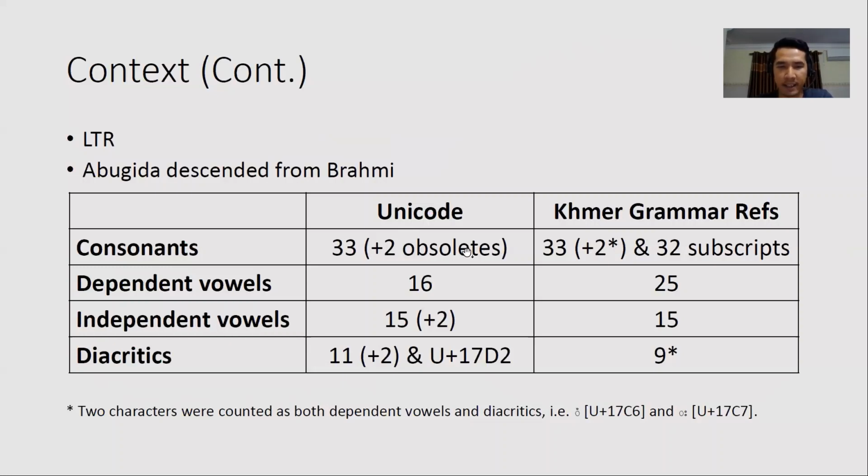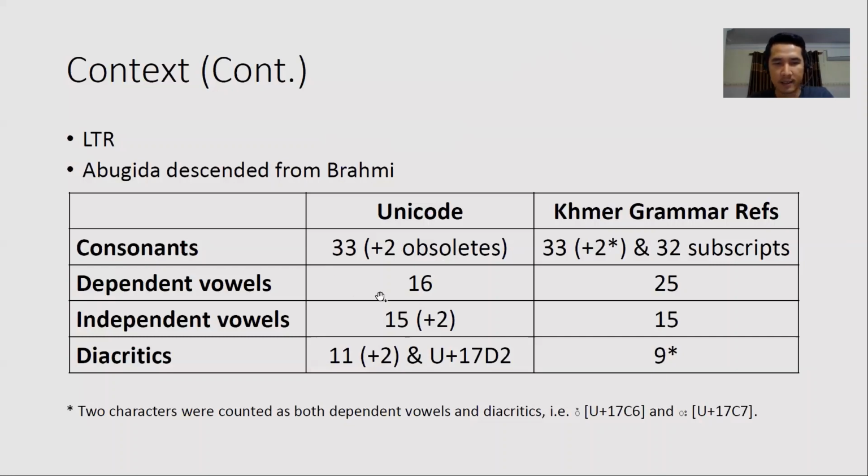One important thing here that we don't see is the subscript. So the Khmer grammar reference book would list 32 subscripts corresponding to the 33 consonants, while the Unicode doesn't really show that with a Unicode code point. But you can see there is a way or a configuration afterward for how the subscript can be used in Unicode. And it is right below, it's right here.